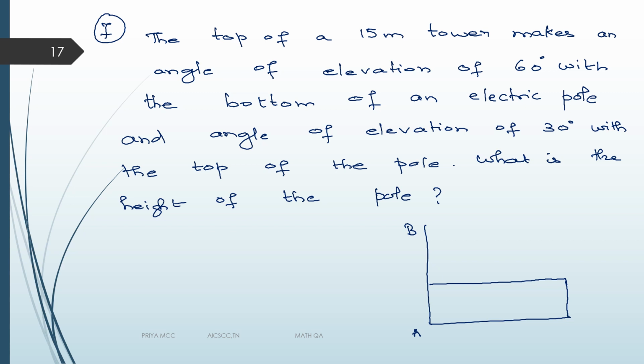Now, the angle of depression. You are looking at the angle of depression. The angle of elevation of 60 degrees from the base of the pole to the tower. Okay, so I think we will erase this line. We are not using this right now. From the base, the angle of elevation of 60 degrees with the bottom of an electric pole. So the base of the pole makes an angle of elevation 60.